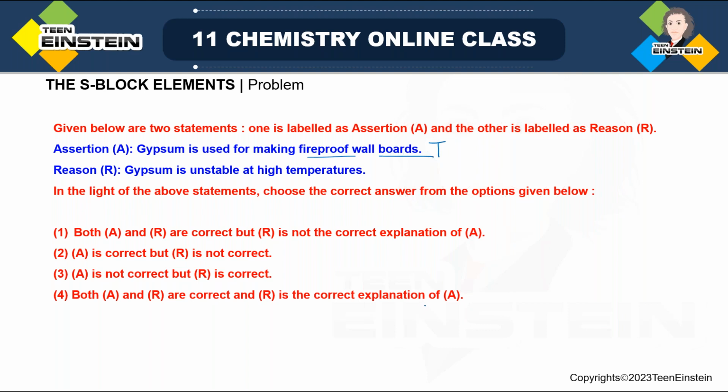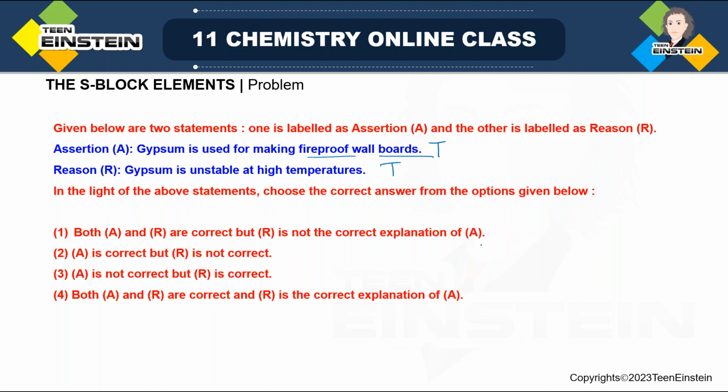Gypsum is unstable at high temperatures. If you heat it, obviously there is some change in the water molecules. You have seen how we can get plaster of Paris. So we cannot say it is stable at high temperature; it is unstable at high temperature. So this is also true.